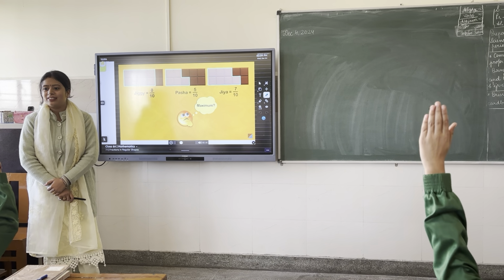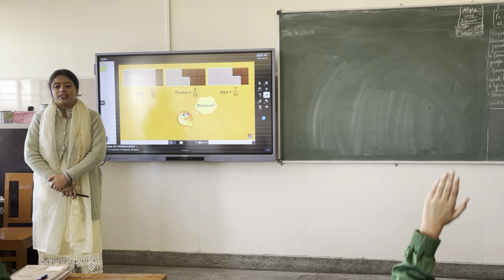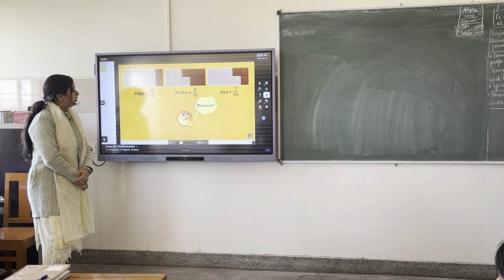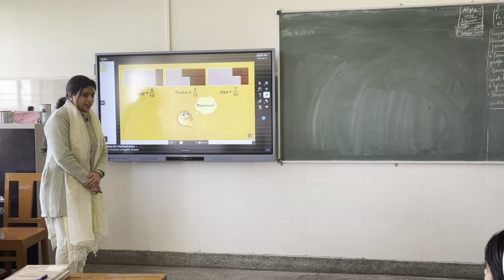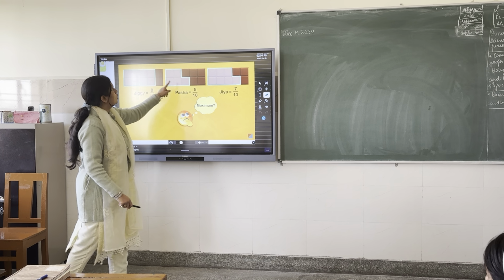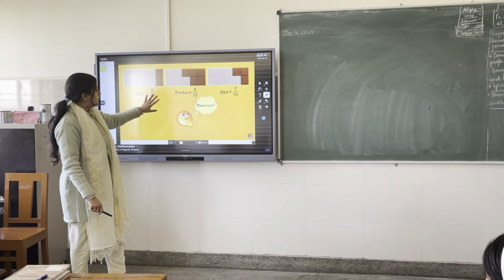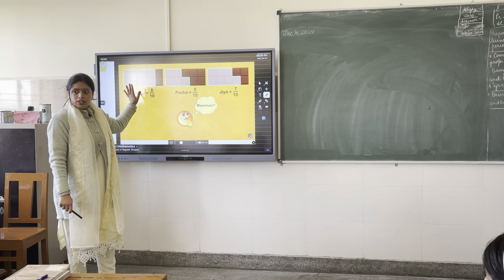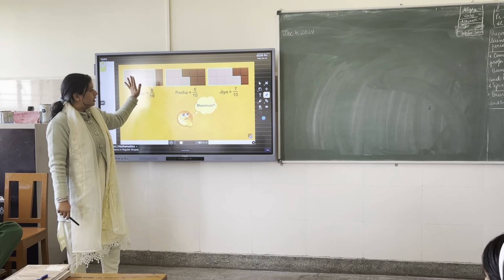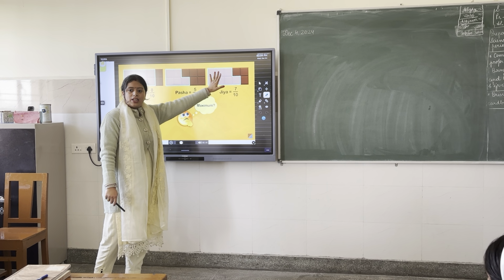Anyone of you can tell? Mukunda, tell me. Jiggy. Yes. Sit down. Yes, it is correct. As you can see, all the chocolates are the same division. That is same number of divisions. It divides in 10 parts.